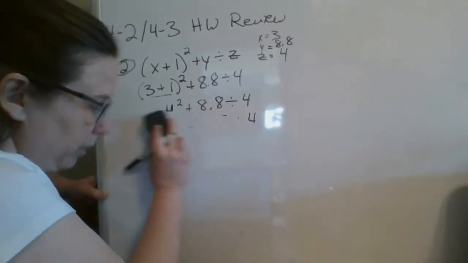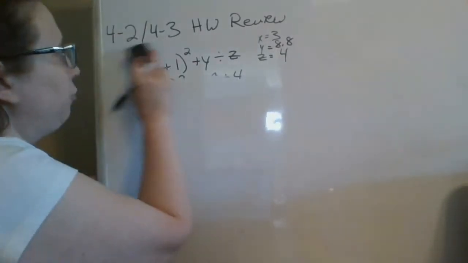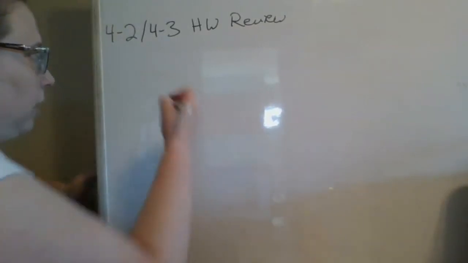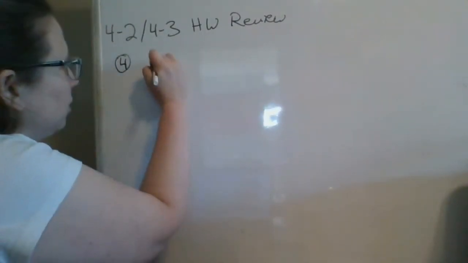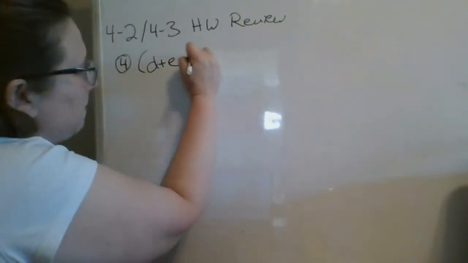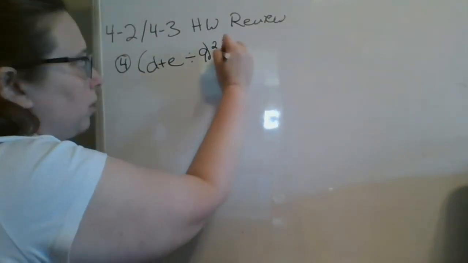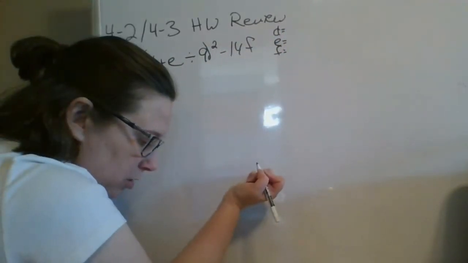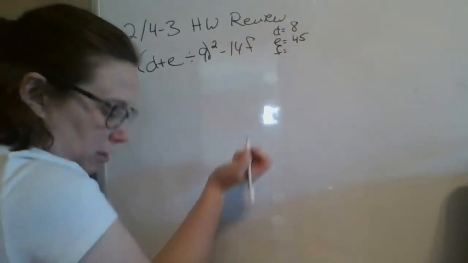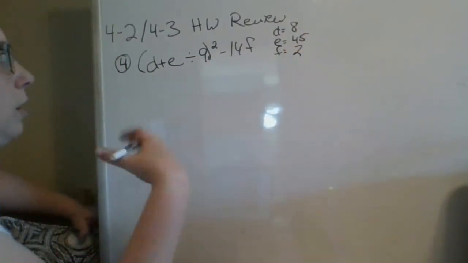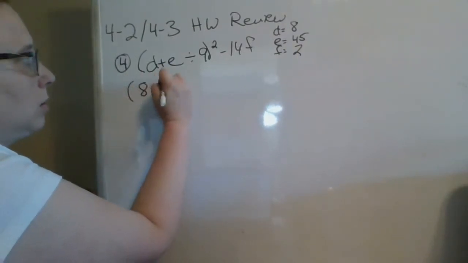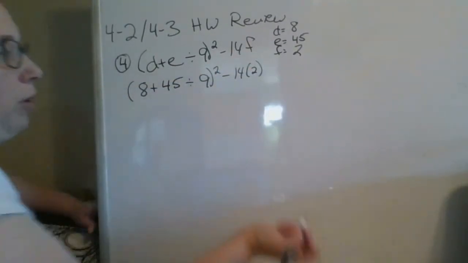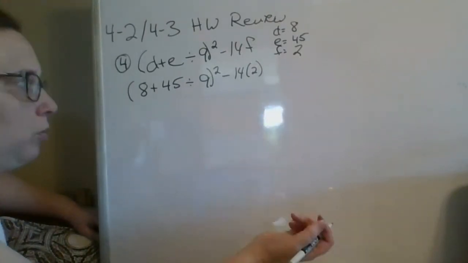Number 4, we have D, E, and F for our variables, and they of course are going to tell us what D, E, and F are equal to. So they tell us that D equals 8, E equals 45, and F equals 2. Now I'm substituting in for all of my variables, and now I can go to my order of operations.